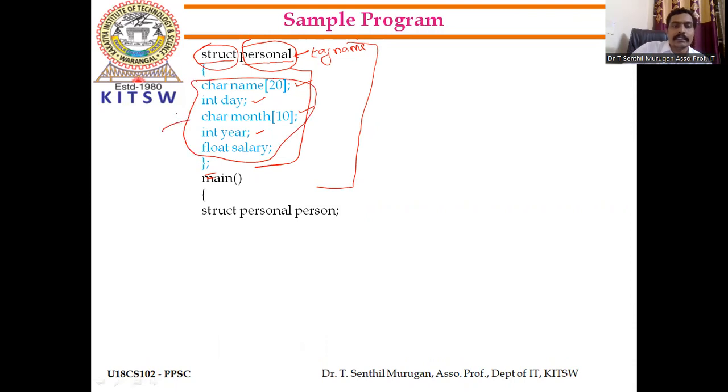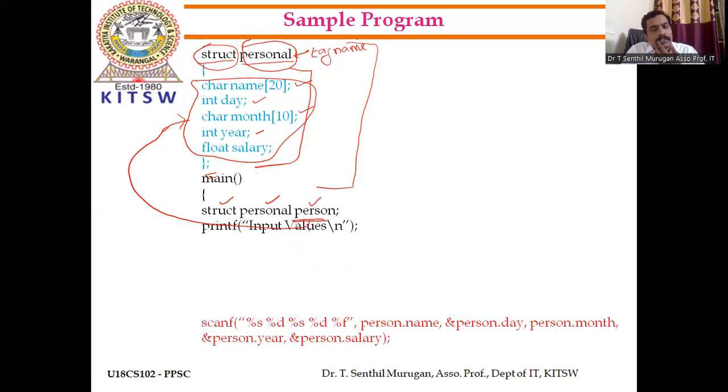For accessing these elements, we need a structure variable. So we can use this structure variable to access the structure. How can we create it? Struct is the keyword, personal is the tag name, then the variable name, person. So if you want more persons, you can give person 1, person 2, person 3. This is also as per naming, how we use it in a C program, same like that you can give. So now it will print input values.